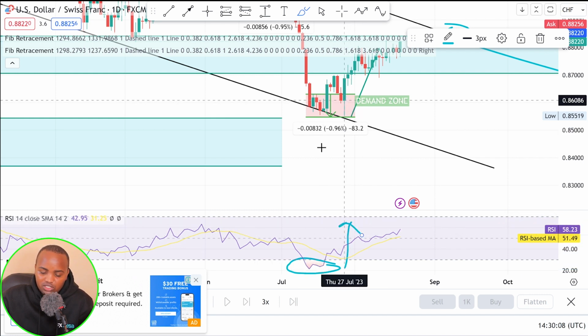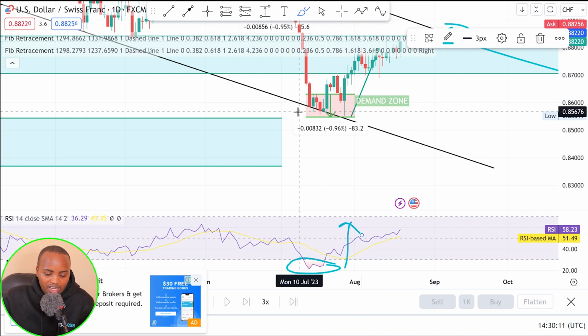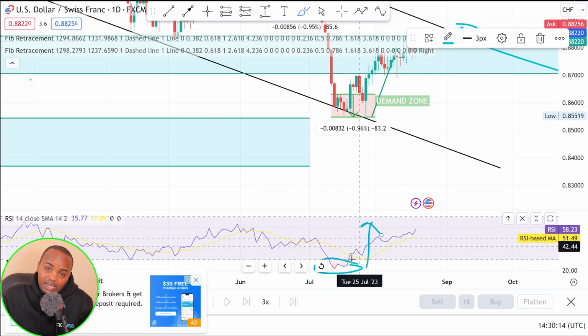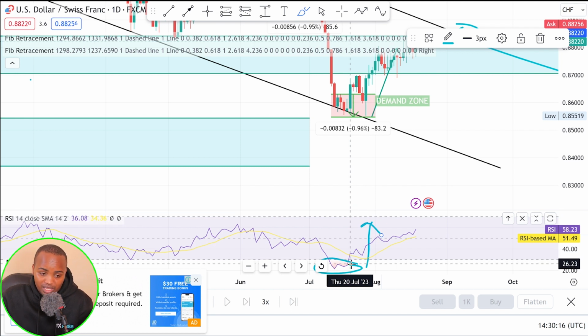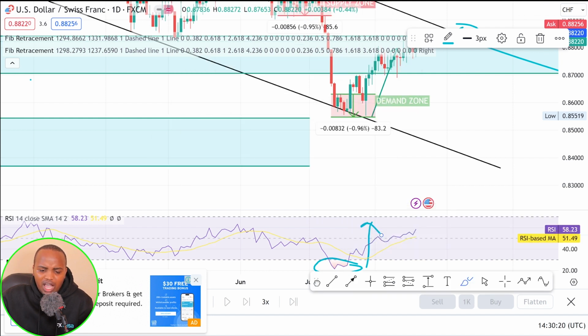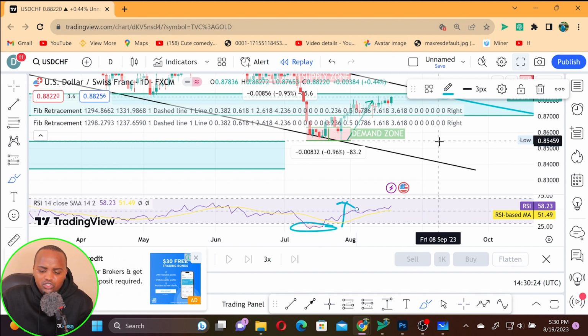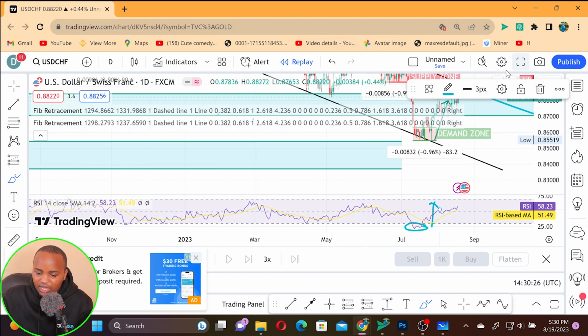So you can see at this region we have a demand zone. You have identified it over here, you have tried to use another indicator over here, and it's showing you the same thing. Now let's go to the price action to see whether the price action was supporting the demand and the supply zone over here.